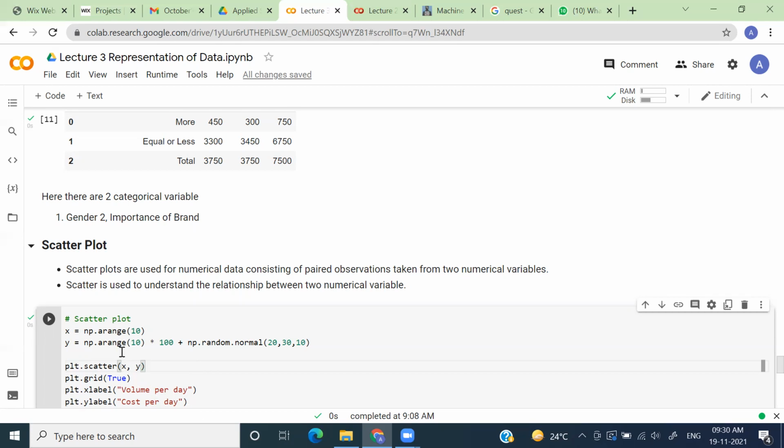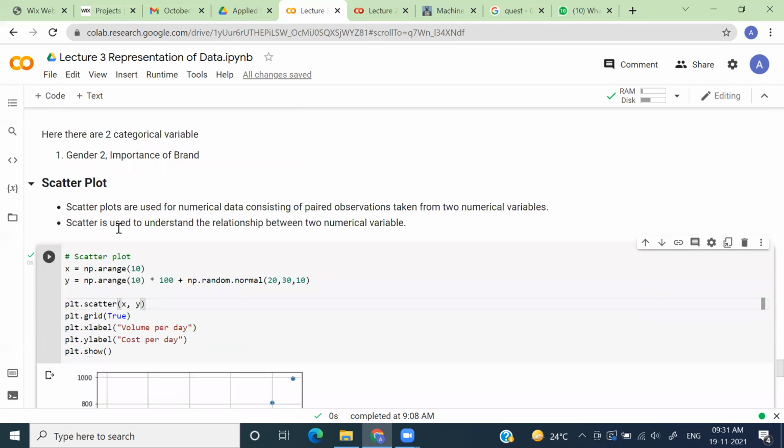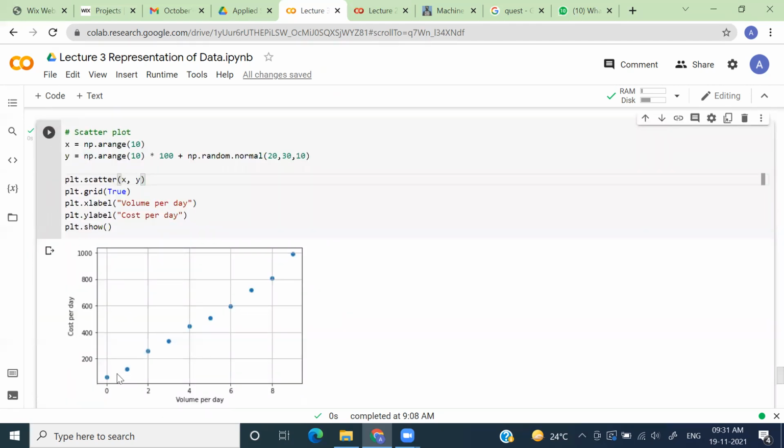The more items you create, the higher the chances that you'll make more money out of it, right? So if one is increasing, the other is also increasing. If one is decreasing, the other is also decreasing. So there is a linear relationship between x and y, right? When we plot this x and y variable, you'll see something like a straight line.